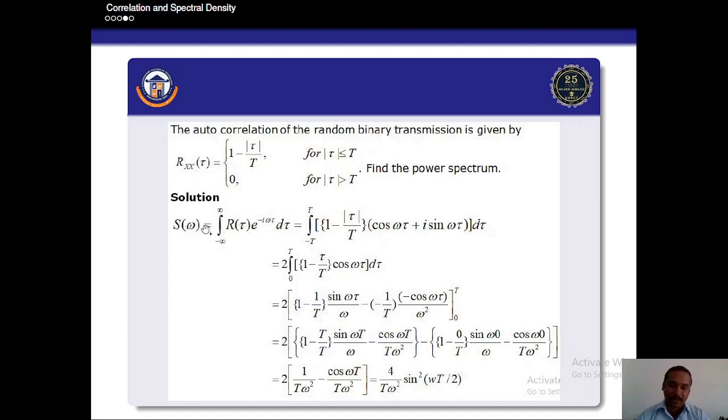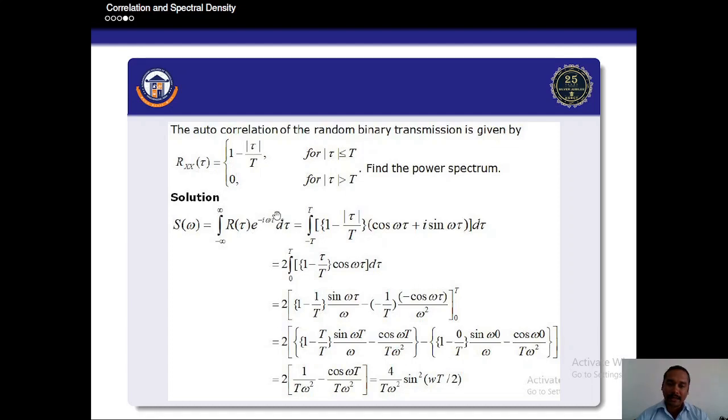formula here. S of omega equal to integral from minus infinity to plus infinity R of tau into e power minus i omega tau d tau. So R of tau is the given one. So modulus of tau less than or equal to T means tau varies from minus T to plus T. So this is the limit. For the other limits, minus infinity to minus T and T to plus infinity, R is 0. So no need to consider the 0 function.